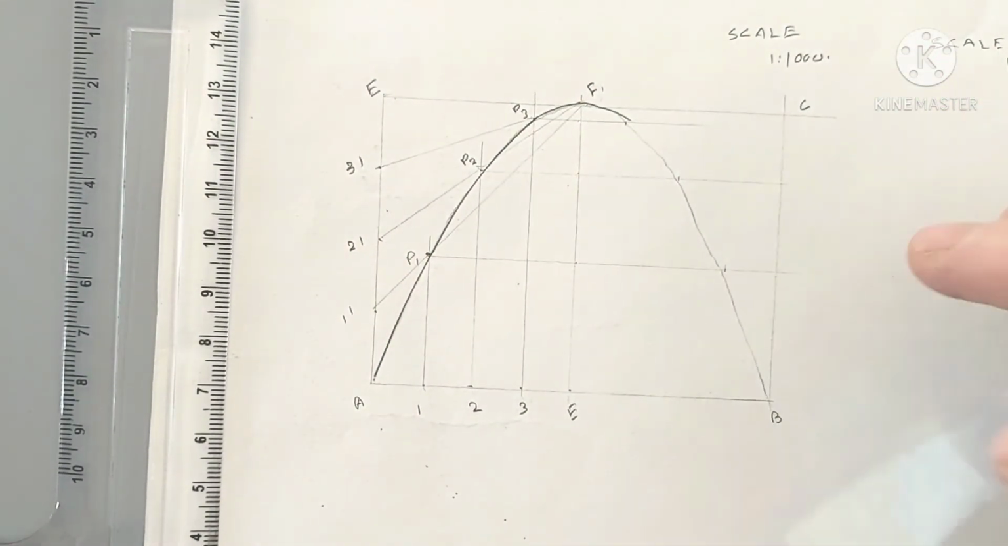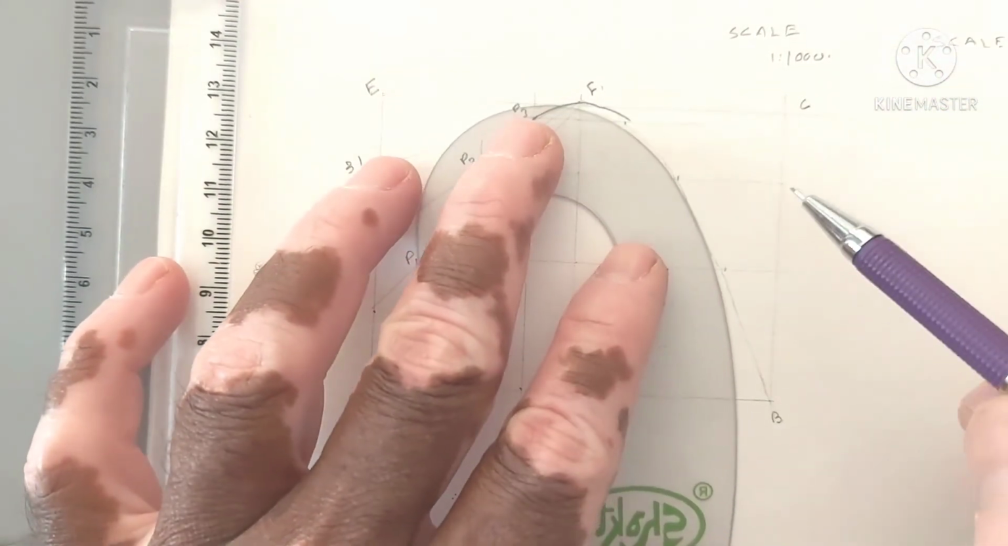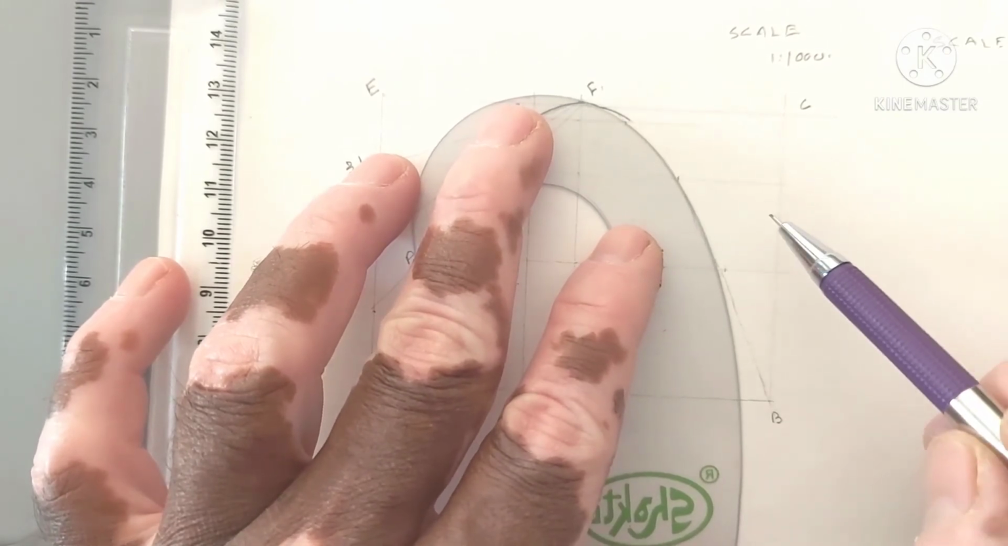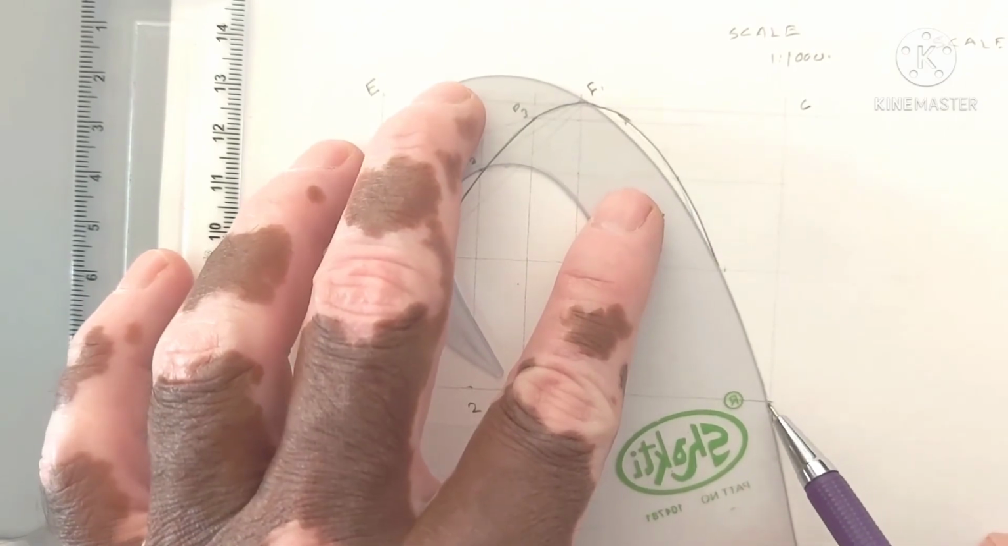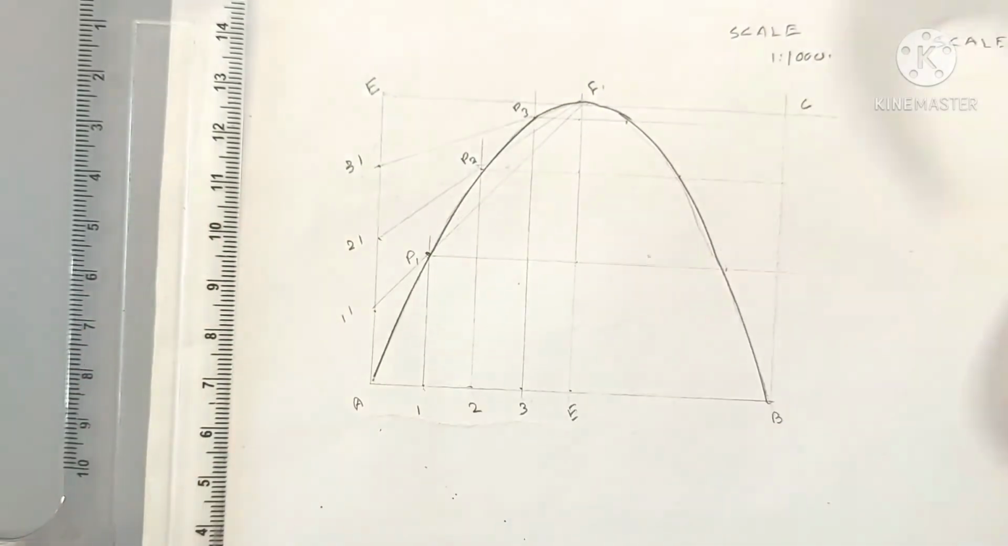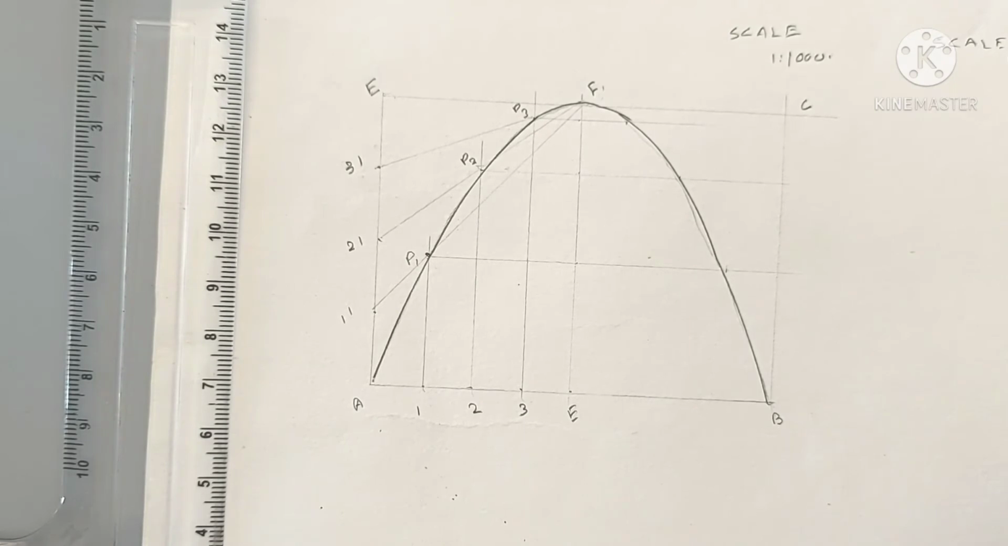Similarly on the right hand side, this 3 points and this 3 points. So the curve should be smooth and continuous.